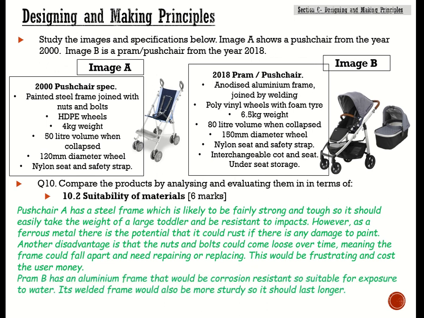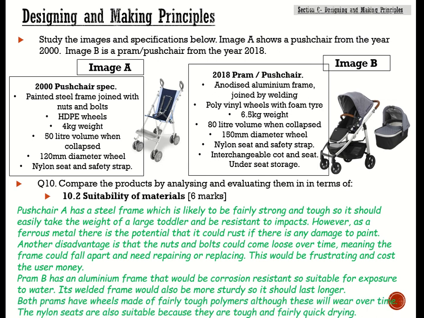Plan B has an aluminium frame, which would be corrosion resistant, so suitable to exposure to water. Welded frame would also be more sturdy. Both prams have wheels made of fairly tough polymers, although these will wear over time. The nylon seats are also suitable because they're tough and fairly quick drying. That's a general point about manufactured fabrics like nylon. They're not breathable, but they are quite quick to dry if wet.